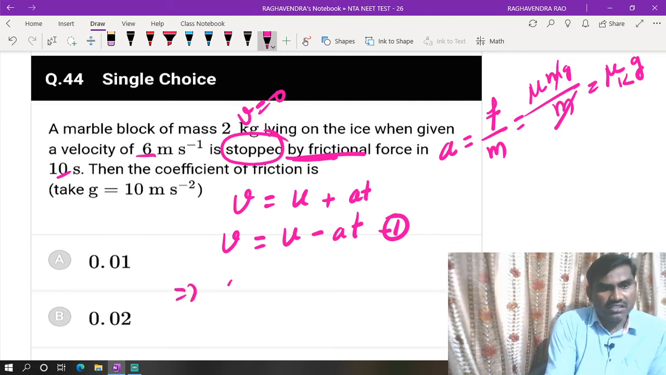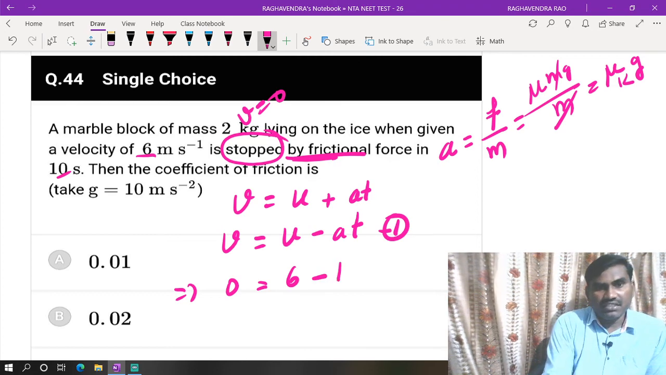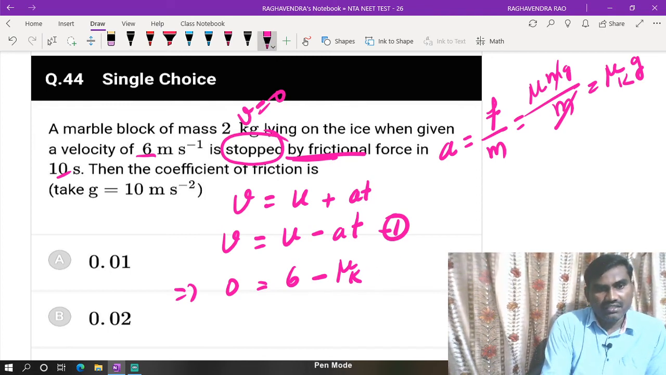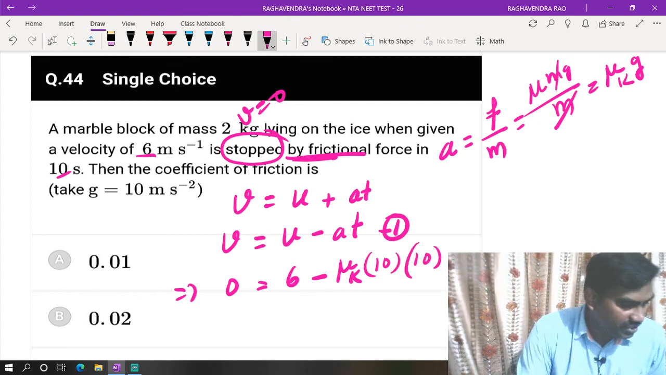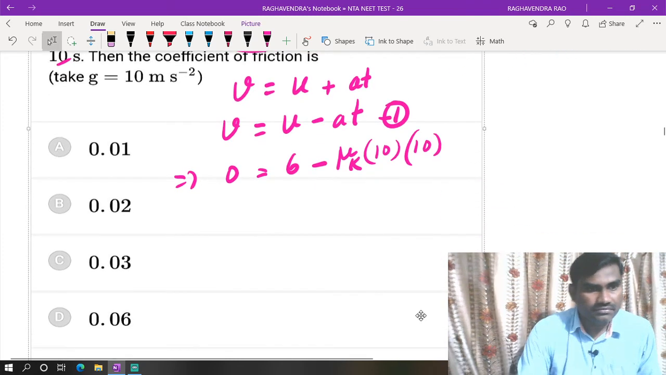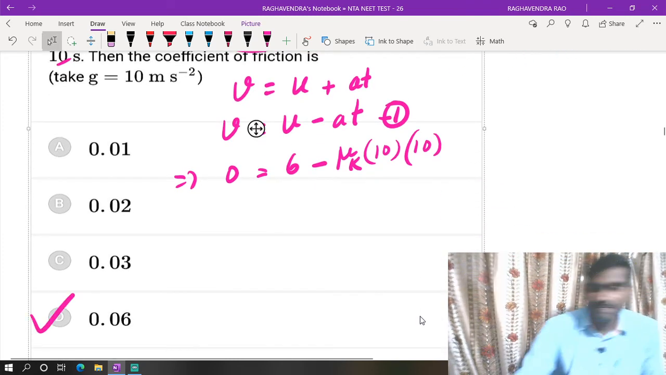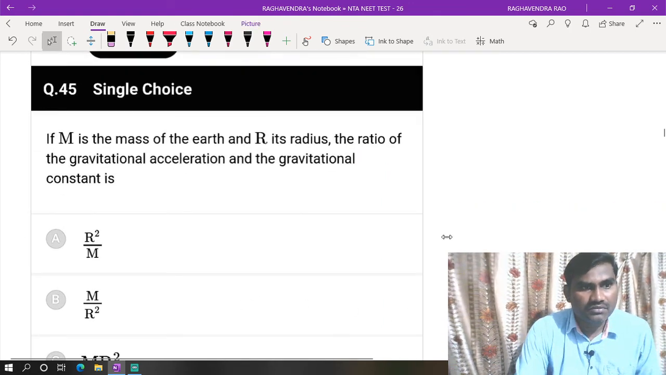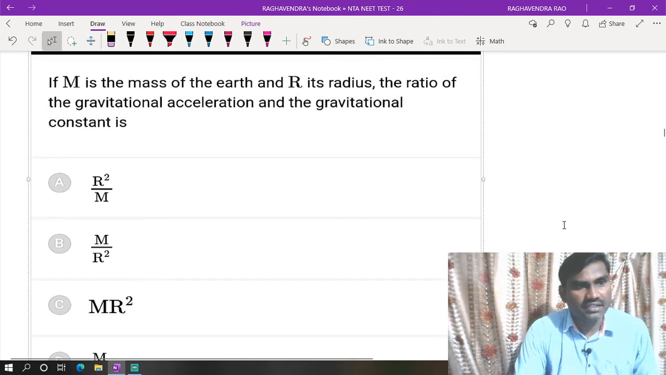Now final velocity is 0, u value is given as 6 minus mu k into g into t, with t as 10 seconds. That means you can take g directly as 10, so 10 into 10. Now we can get the mu k value as 0.06. Okay, this is a direct relation.